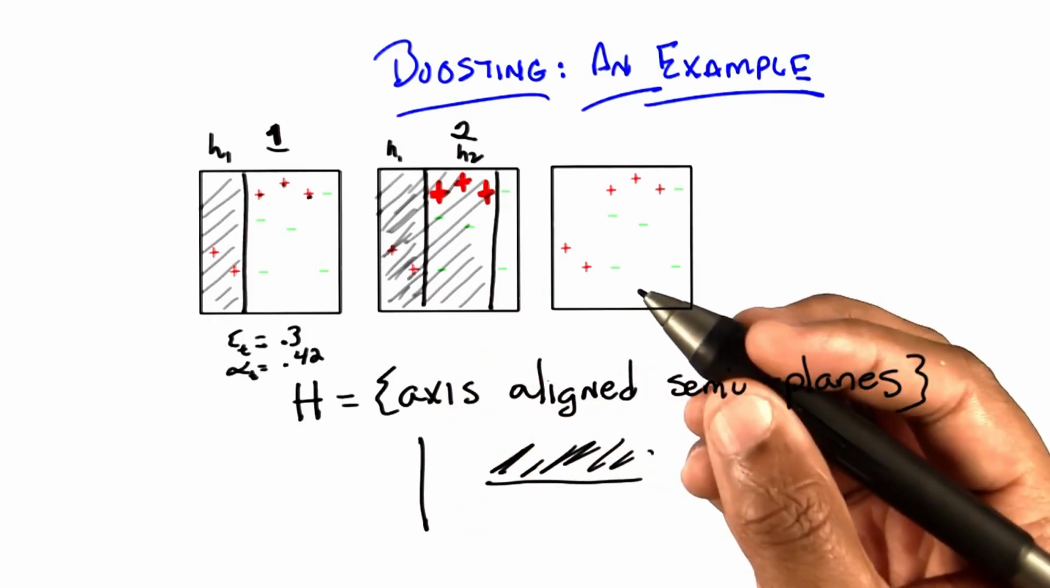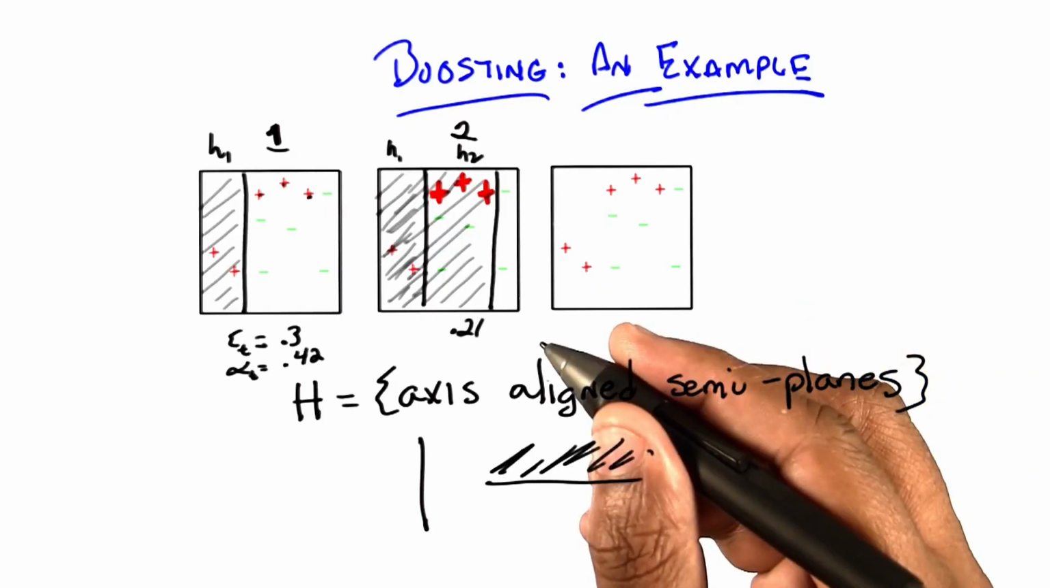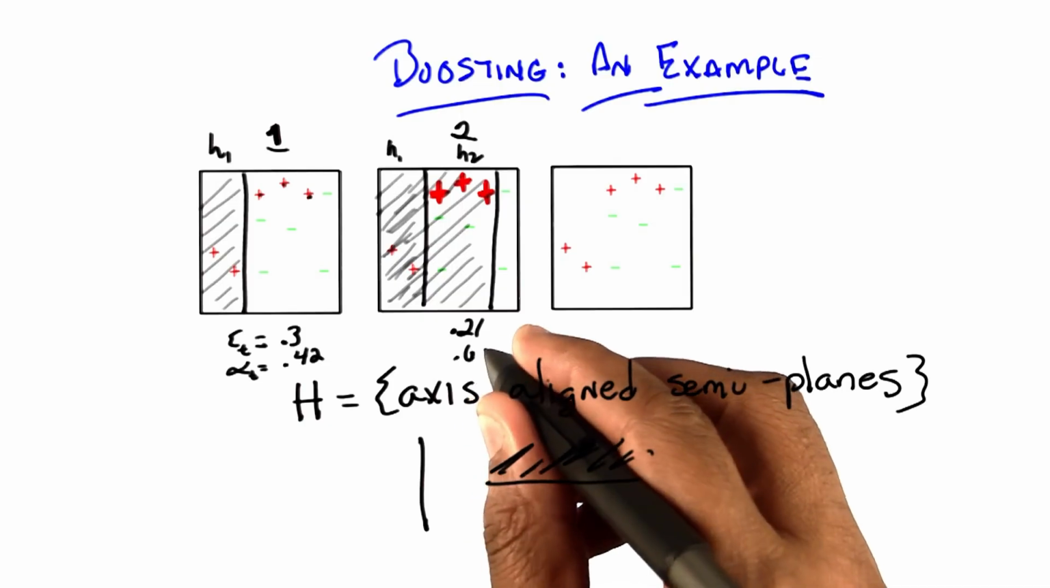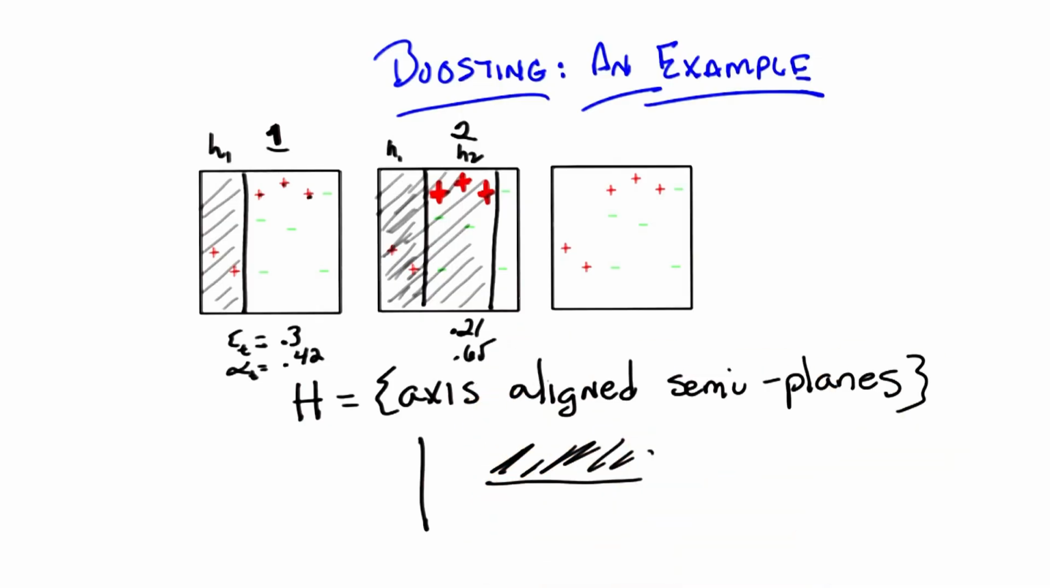So the error at this step, by the way, turns out to be 0.21, and the alpha at this time step turns out to be 0.65. So that's pretty interesting. So we got a bunch of these right and a bunch of these wrong. What's going to happen to the distribution over these examples? All right, the ones that it got wrong should get pushed up in weight. And which ones are those? Those are the 3 green minuses in the middle patch. Right, they should become more prominent.